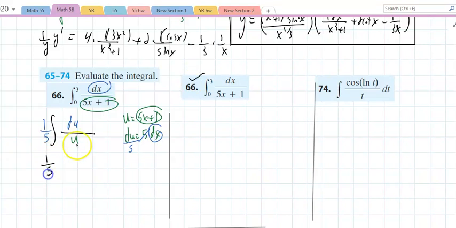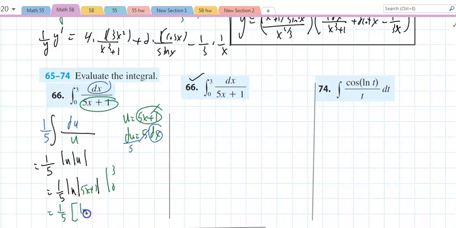This is 1/5. What do you take a derivative of to get 1 over u? Natural log of absolute value of u. And wouldn't that be 1/5 natural log? And what was u? u was 5x plus 1 evaluated from 0 to 3. That is 1/5 times, throw the 3 in, that's natural log of 16. Put the 0 in, natural log of 0. And of course, natural log of 0 is undefined. What am I thinking? Well, we know what I'm thinking. That right there is a 0.